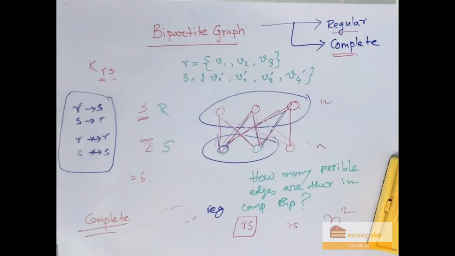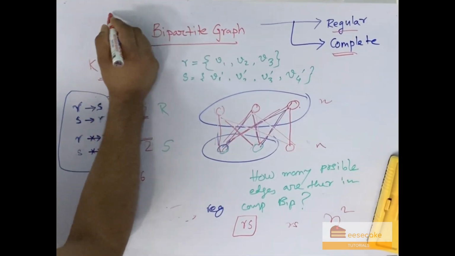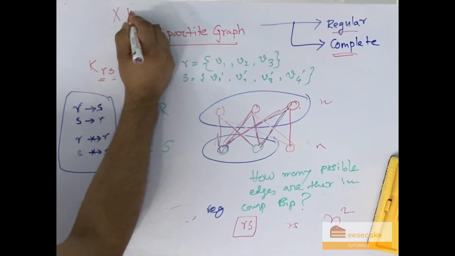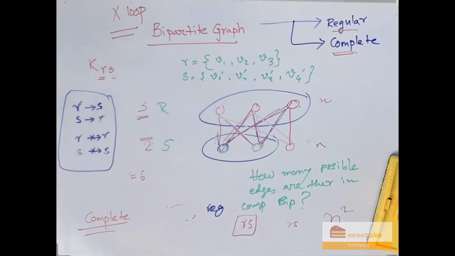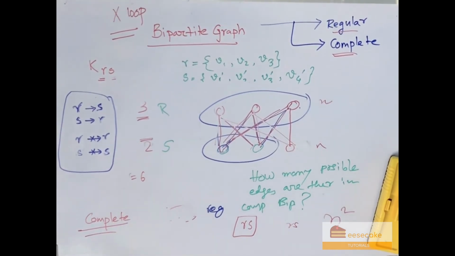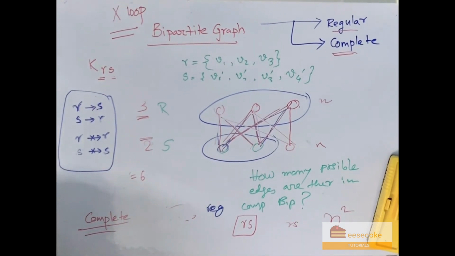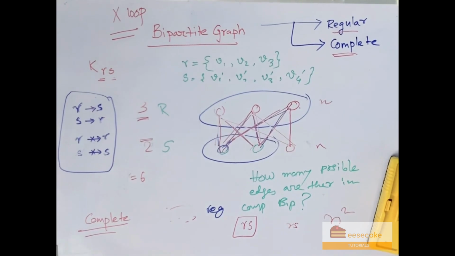So I think that's all about the bipartite graph. One very important thing to remember: there is no loop possible in a bipartite graph. This is a very important note that you can remember. There is no loop possible in a bipartite graph. So yes, this is all about the bipartite graph. In the next video we will learn something about cyclic graphs.